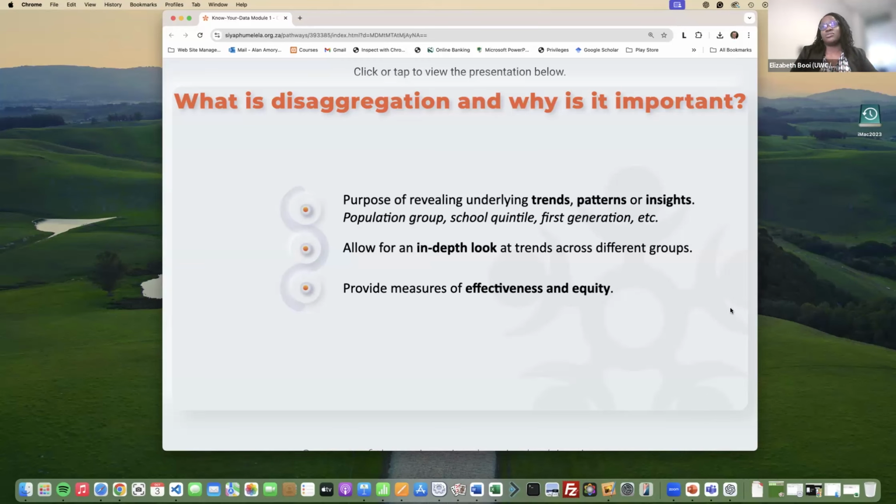So through Siyaphumelela, we encourage you to disaggregate your data by looking at demographic information, but not only the demographics, also other variables that you may collect in your data, including your school quintiles, the types of programs that you have, and also the type of qualification, for example, mainstream versus foundation or ECP programs and so on.